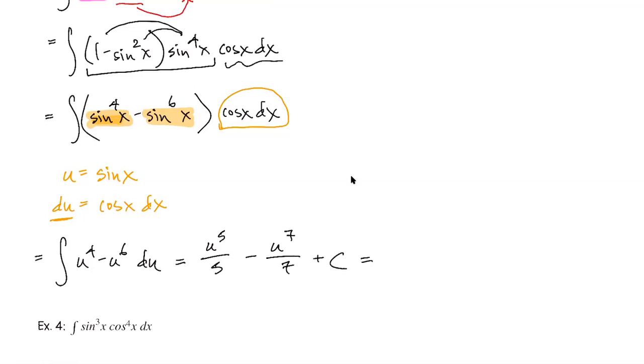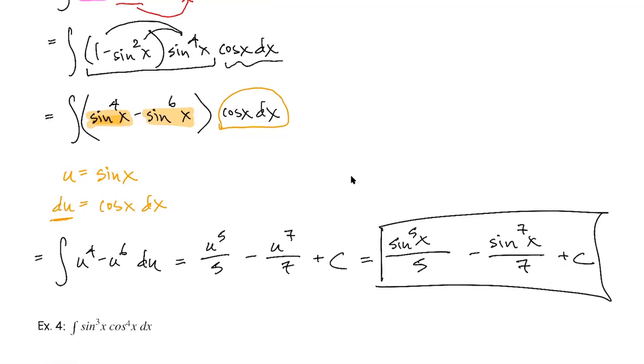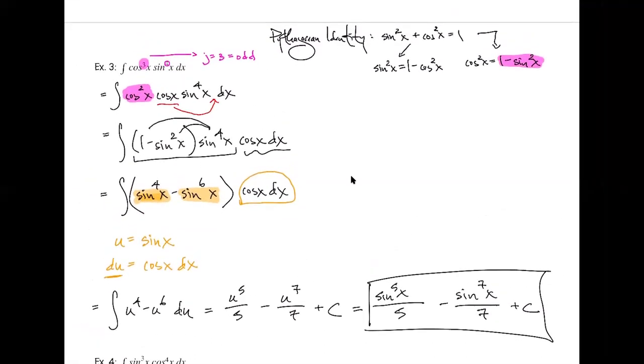But because our question started with x's, we need our answer with x's. And so that will give us sine to the 5th x over 5 minus sine to the 7th x over 7 plus c. And that is our final answer. Okay, so there's the whole problem on one page. Again, when one of those powers is odd, it's going to make our lives a lot better.